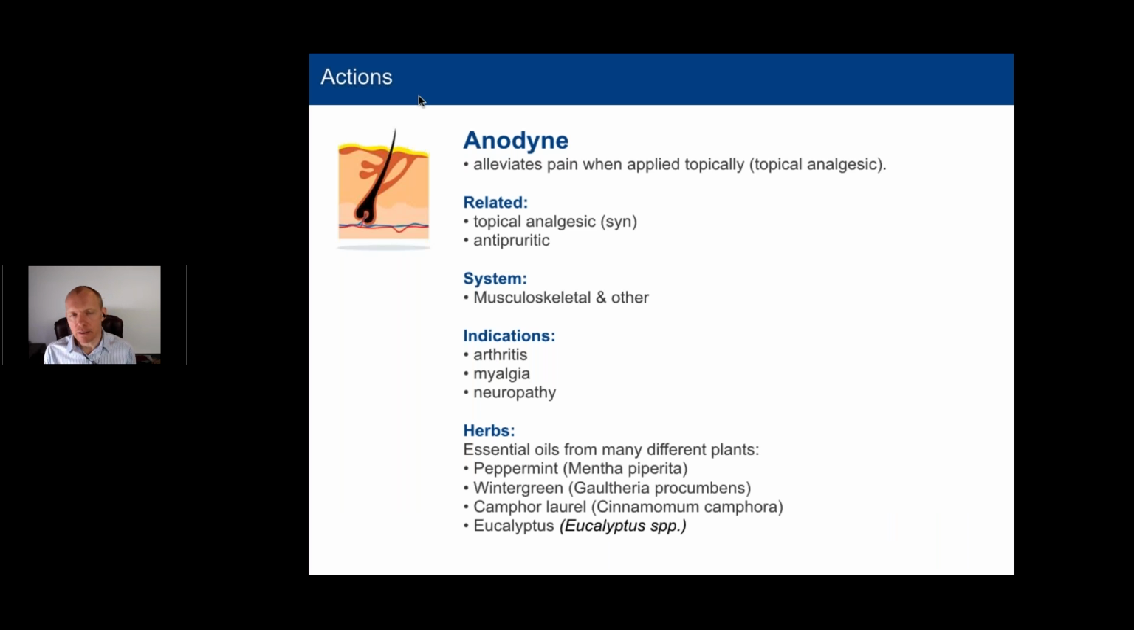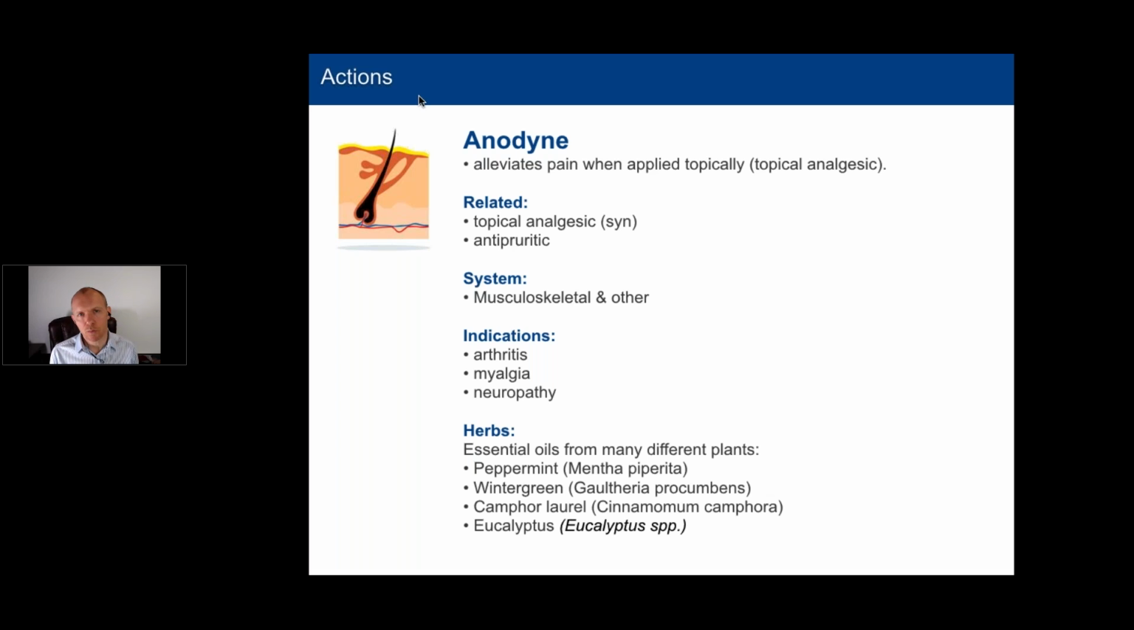And anodyne is related to the analgesic. In herbal books, it usually refers to a substance that helps to relieve pain when applied topically. So it's usually a topical analgesic. When it comes to this, there's lots of different things that you could use this for. So if someone had joint pain or muscle pain or various neuropathies, so damage to the nerves causing nerve pain, this is where you might use a topical anodyne.